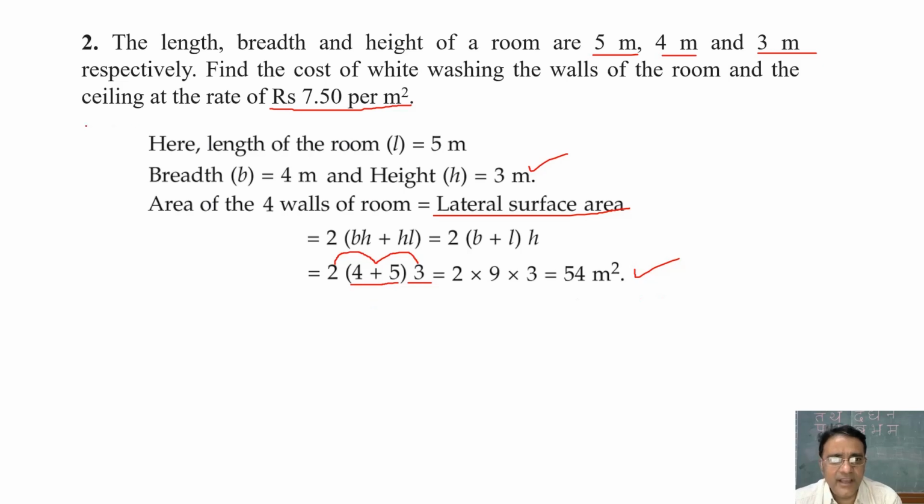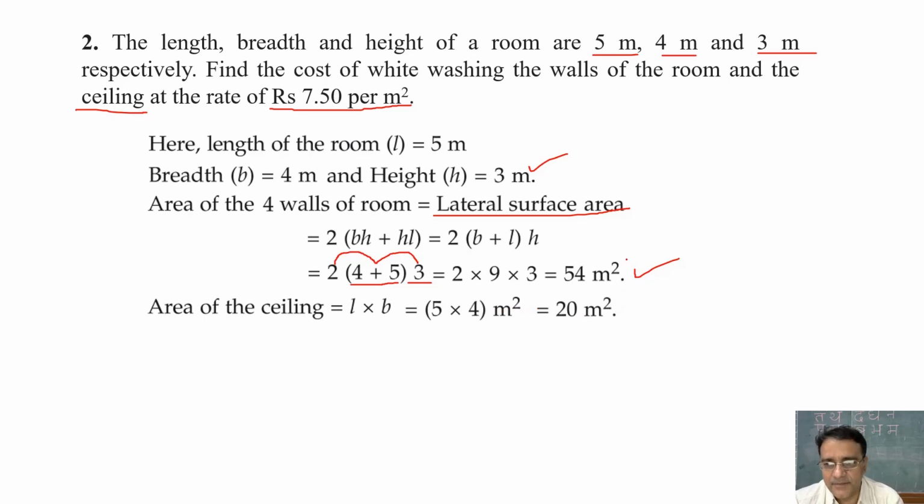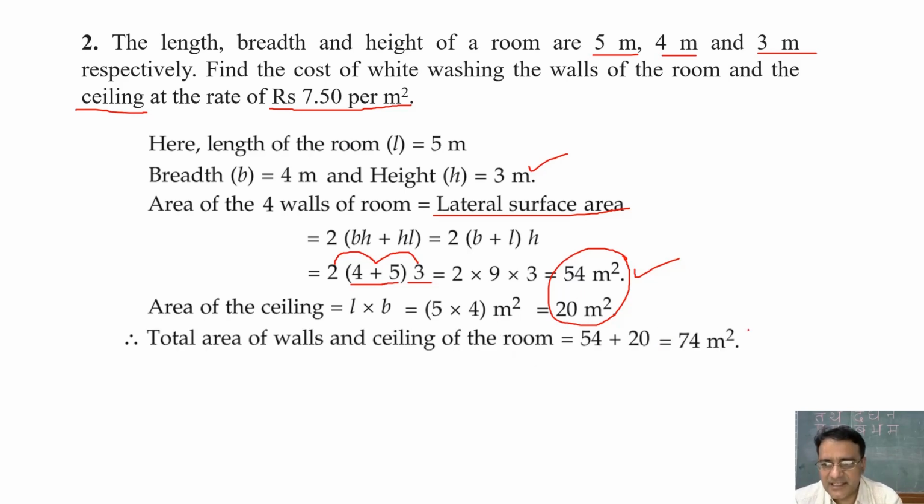Yes, sir. Now area of ceiling. Area of ceiling is L into B. L into B means 4 into 5, 5 into 4, that is 20 meters square. So now the total surface area, total area of whitewashing will be 54 plus 20. That is 74 meters square. Okay. Now this is one way. Otherwise you can do directly also. कैसे direct करेंगे? Area of walls and ceiling of a room is equal to LSA.